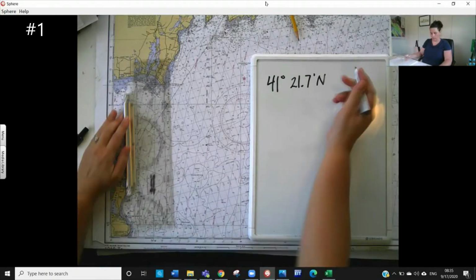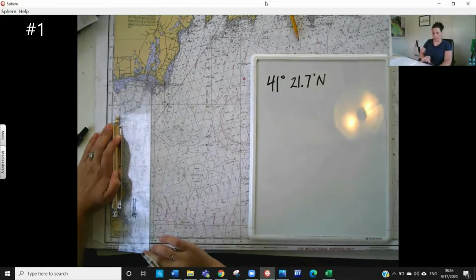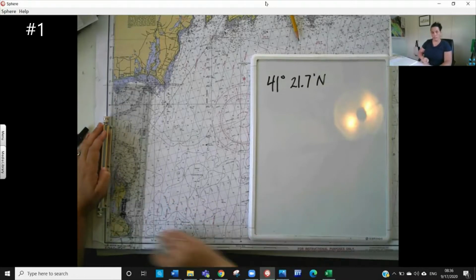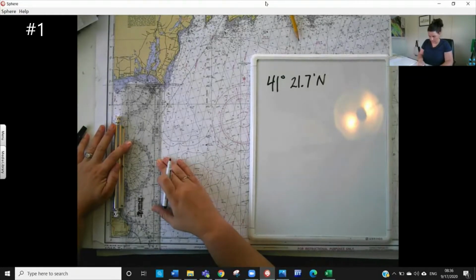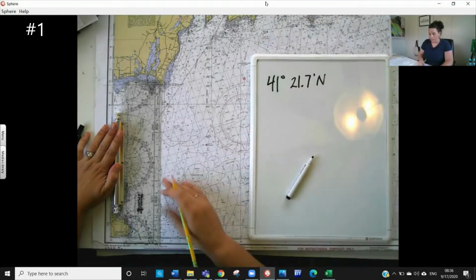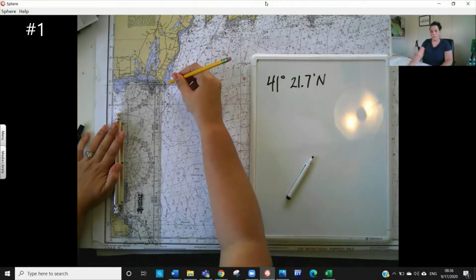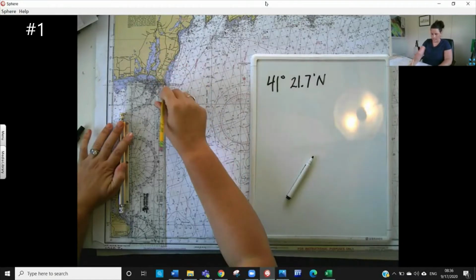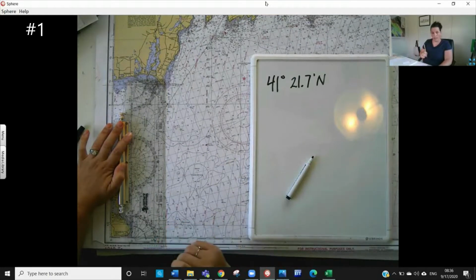For longitude, I'm going to do the same thing. I'm going to make sure that when I'm lining this up, the end of my roll plotter will cross the longitude line down here. So I'll line up on the longitude line. And then I'll put my pencil on the light in question so I have something to bump up against. And then I could either draw a line all the way or just make a note of it.